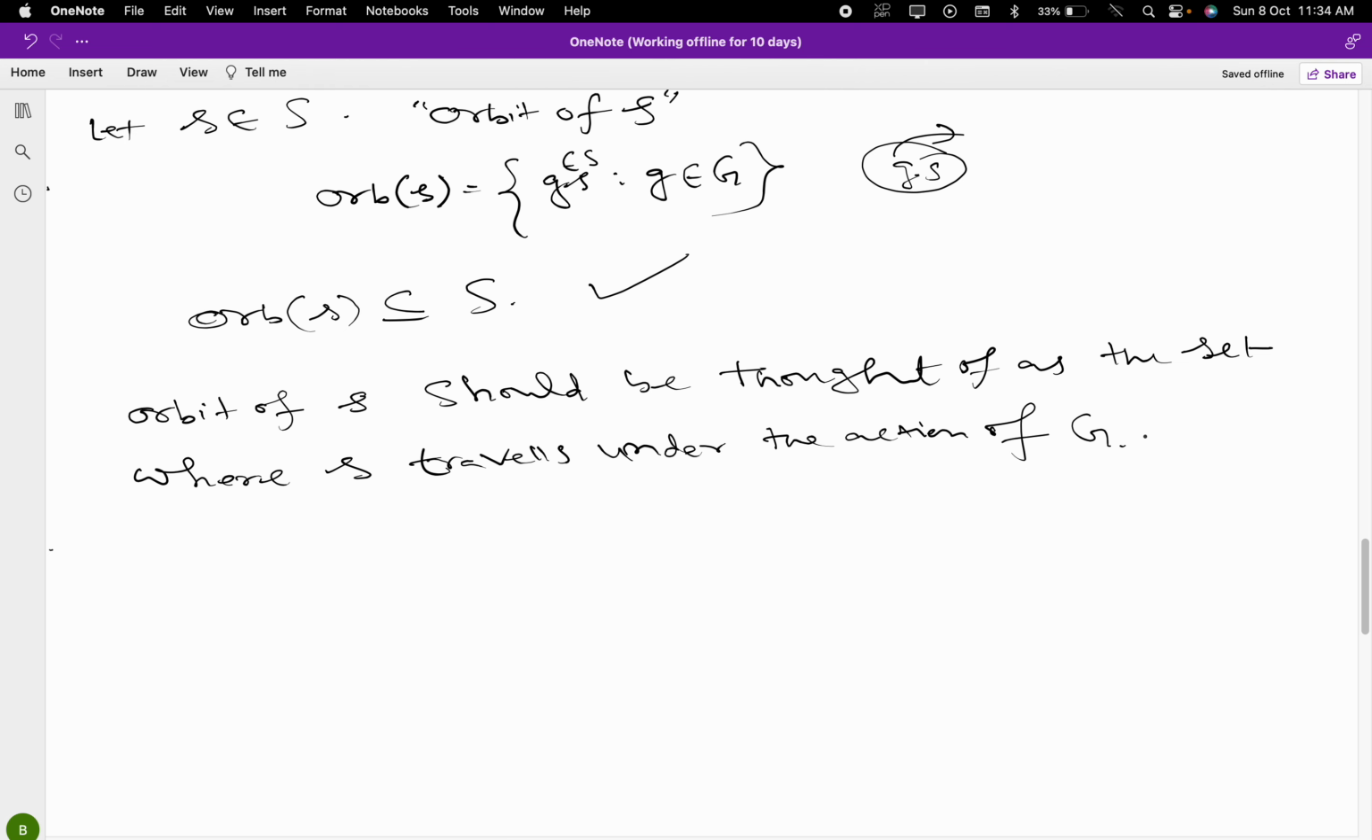Under the action of G, S is traveling somewhere, right? The orbit of S contains elements of the form G dot S as G varies. It should be thought of as the set where S travels under the action of G. This is called the orbit.